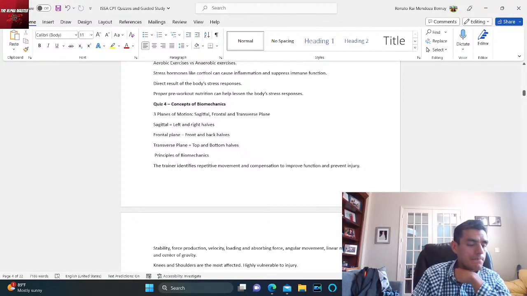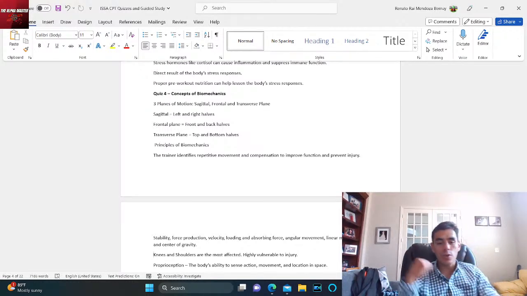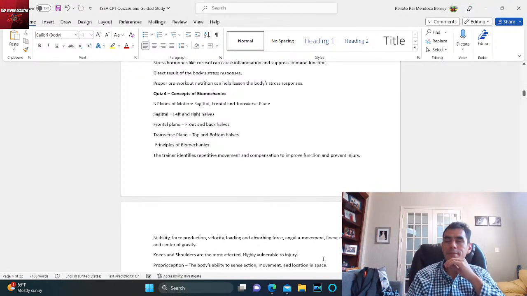Now, the knees and shoulders are the ones most affected and highly vulnerable to injury. Proprioception.